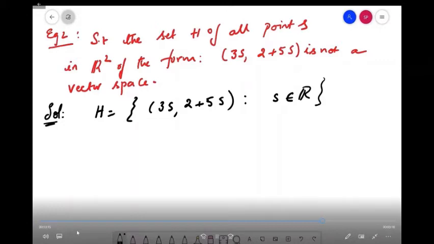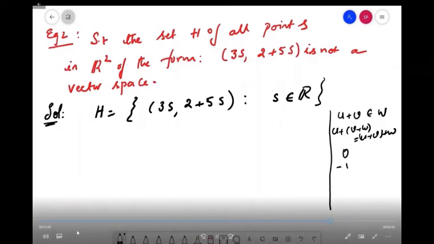Now we have to check whether it forms a vector space or not. So this we have to do by definition. If we recollect the definition, in short, we can remember u plus v belong to W. These are the conditions we'll be having in the definition. Next one, u plus v plus w is equal to u plus v plus w. And then there should be a zero vector and there should be a negative vector for each vector. And then addition is commutative.